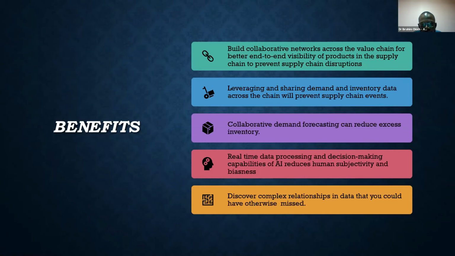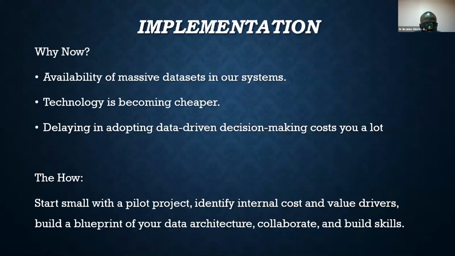Then the fourth benefit: this real-time data processing of AI and its decision-making capabilities reduces human subjectivity and bias. So at least we're using data to generate decisions in real time, and we don't have to depend on the opinions of someone or anything else. And now with data, you can also discover complex relationships. You can see how various variables or various data categories relate to each other, just to form patterns and all that to help in decision making.